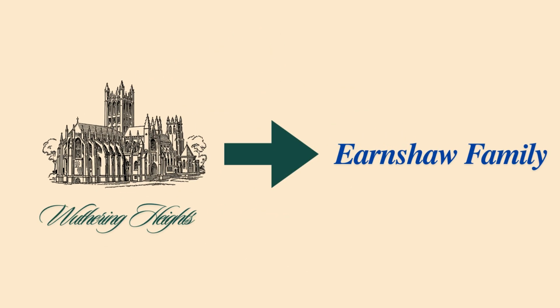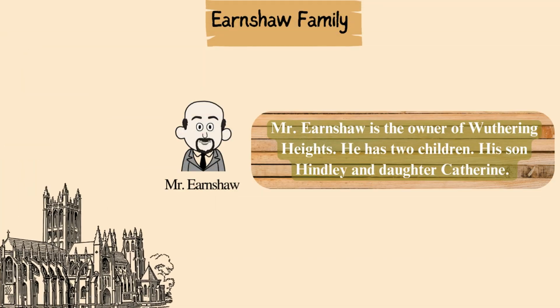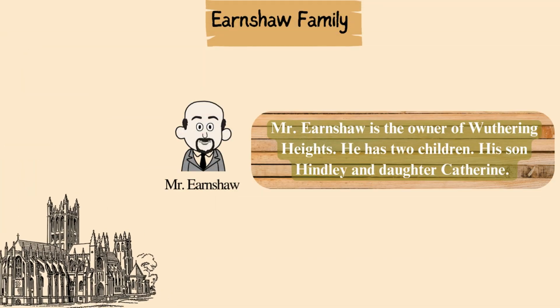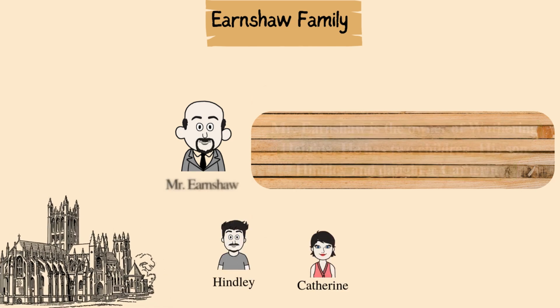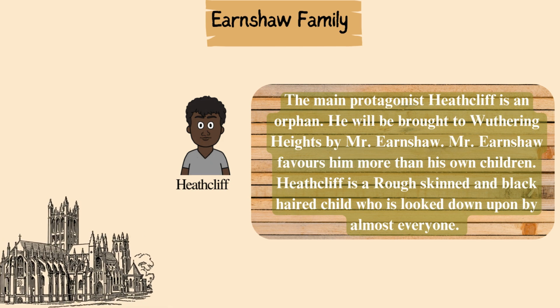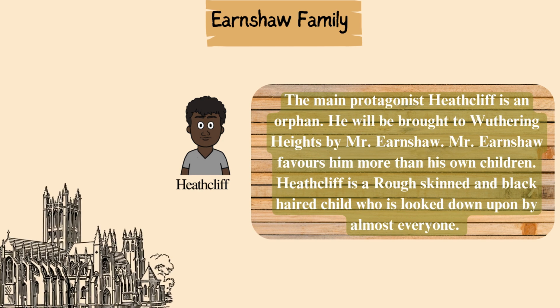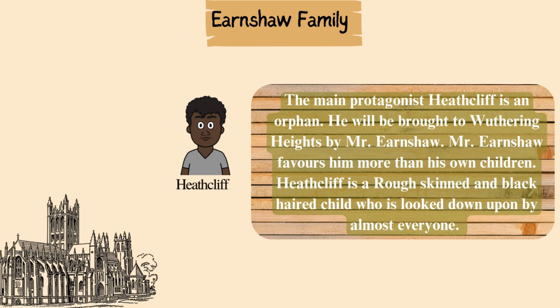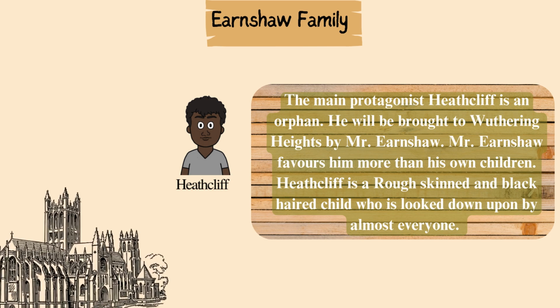The Earnshaw family resides in Wuthering Heights. Mr. Earnshaw is the owner of Wuthering Heights. He has 2 children, his son Hindley and daughter Catherine. Heathcliff. The main protagonist, Heathcliff, is an orphan. He will be brought to Wuthering Heights by Mr. Earnshaw. Mr. Earnshaw favors him more than his own children. Heathcliff is a rough-skinned and black-haired child who is looked down upon by almost everyone.